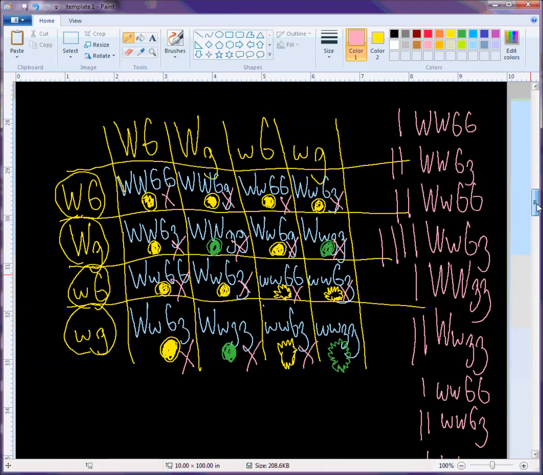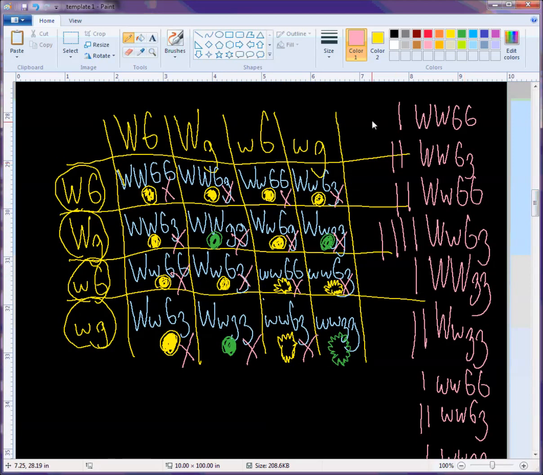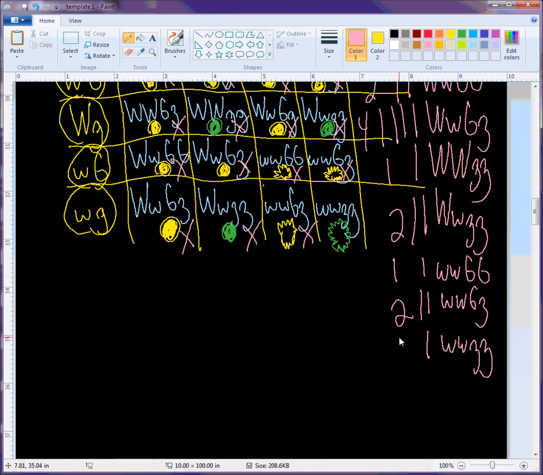our genotype ratio is going to be 1 of these, 2 of these, 2 of these, 4 of these, 1, 2, 1, 2, 1. And these are all out of 16. So if we did this right, all those numbers should add up to 16.